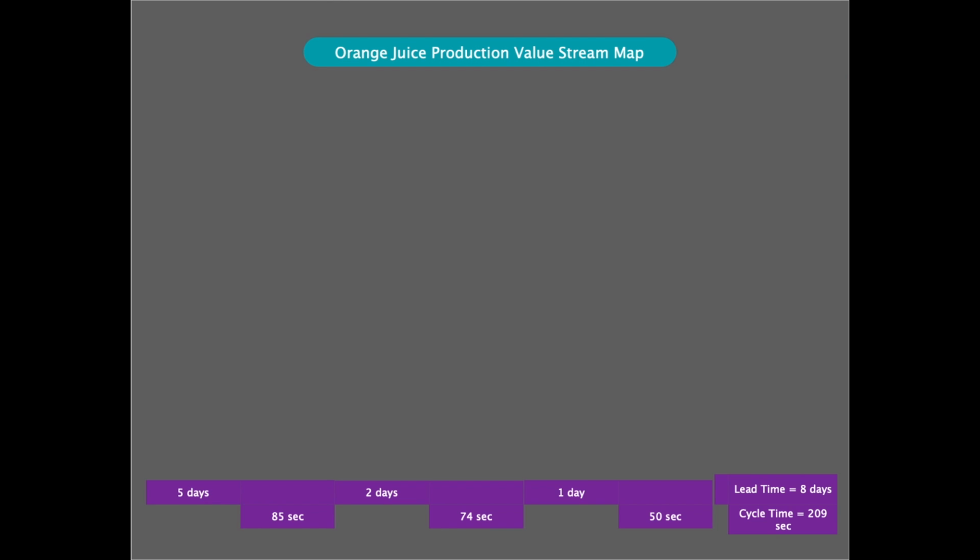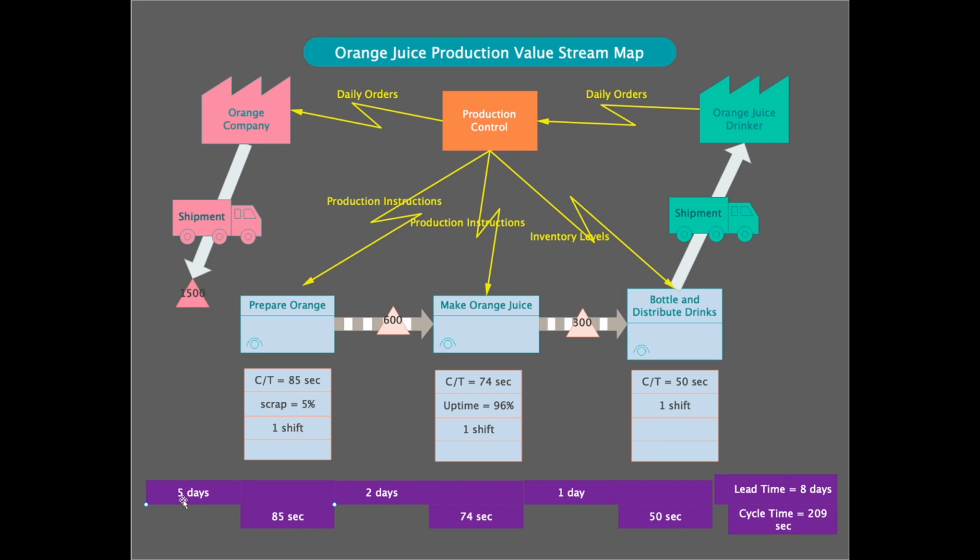If I show you the overall diagram, you'll see the shipping part takes 5 days, the prepare orange part takes 85 seconds, moving the inventory from prepare orange to make orange juice takes 2 days, making the orange juice takes 74 seconds, pushing the end result of that product over to bottling takes 1 day, and bottling and distributing drinks takes 50 seconds. So what it suggests here is that your actual value add time, the time that you're spending in your process to actually have impact on the quality or the output, is 209 seconds.